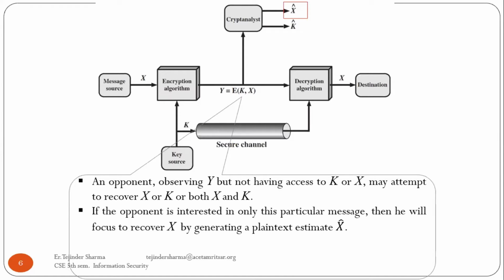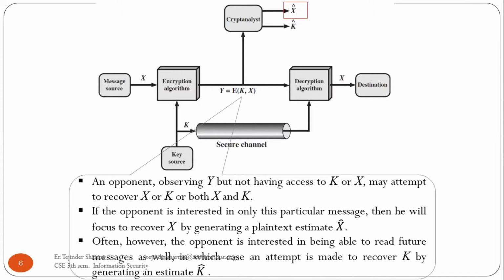What is the key which is being used to convert this plain text into the ciphertext? If the opponent is interested in only this particular message, then he will be able to recover X by generating an estimate of the plain text X. However, if the opponent is interested in reading the future messages, whichever communication will be going on in the future as well, then he will try to recover the K.